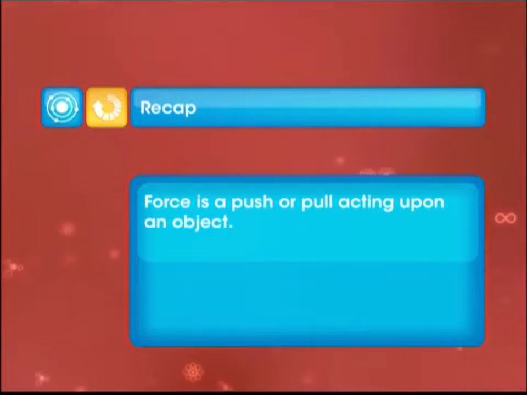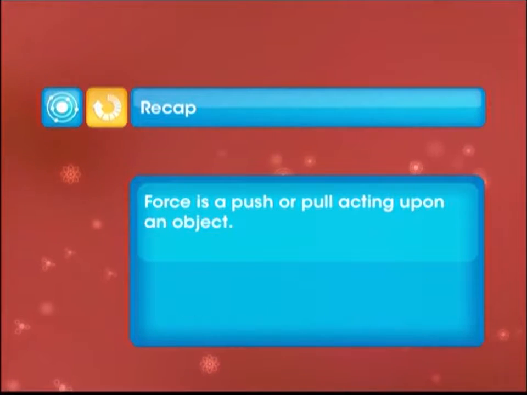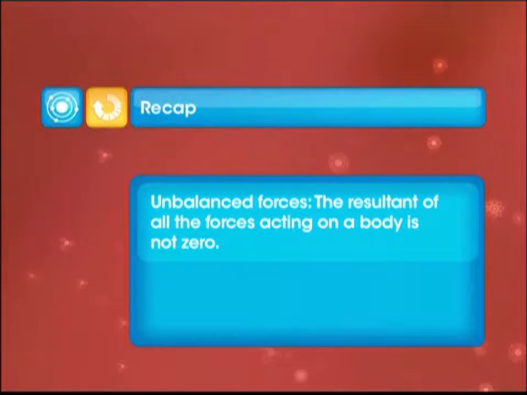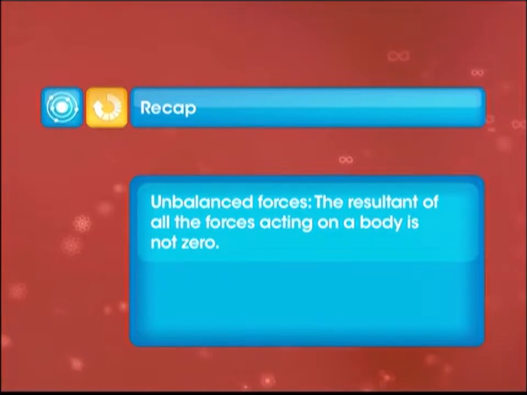Before we move on, let's quickly review the force fundas we've learned so far. Force is a push or pull acting upon an object as a result of its interaction with another object. If the resultant of all the forces acting on a body is 0, the forces are called balanced forces. But if the resultant of all the forces acting on a body is not 0, the forces are called unbalanced forces. And now let's crack those exam questions with Exam Decoded.